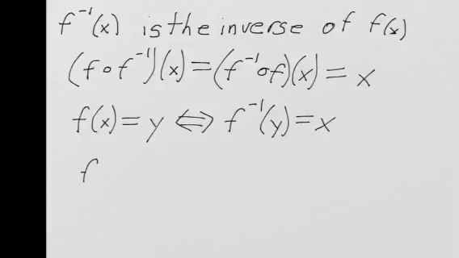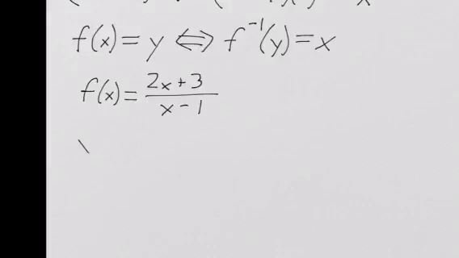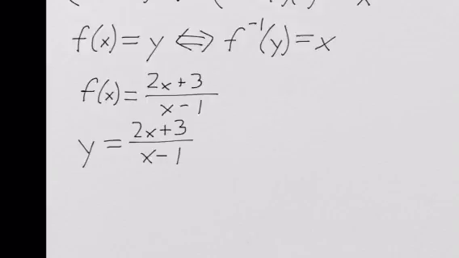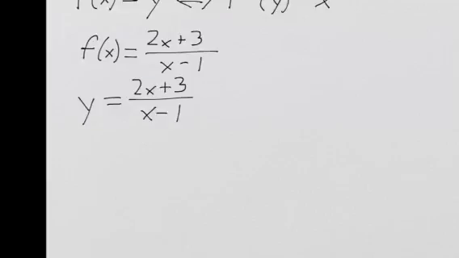So if I give you the function f of x equals 2x plus 3 over x minus 1. First thing I'm going to do is replace f of x with y. And now I'm going to switch my x and y. And now I want to simplify this, get y by itself.